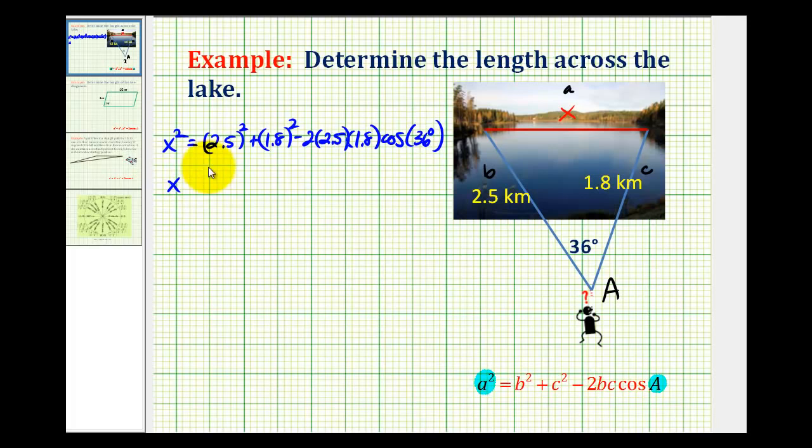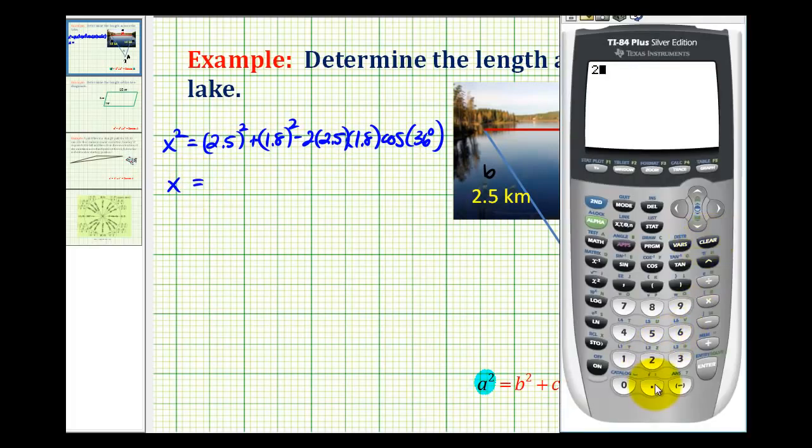I'm going to go ahead and evaluate this with the help of the calculator. So we have 2.5 squared, and we have 1.8 squared, and then we're going to subtract this product here, so we'll have 2 times 2.5 times 1.8 times cosine 36 degrees. Let's just make sure that we're in degree mode, and we are. So we're going to have 6.25 plus 3.24 minus approximately 7.28.